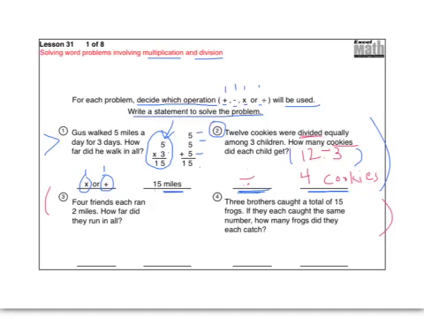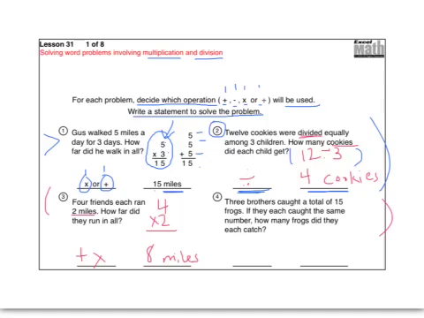4 friends each ran 2 miles. How far did they run in all? So you have 4 different friends doing something 2 miles each, and so you can either put addition here or you can put multiplication there. And you would do 4 times 2, I assume that most of you would do, because that's the most efficient way. And then you'd write 8 miles.